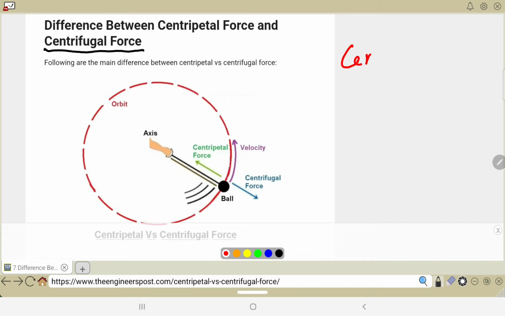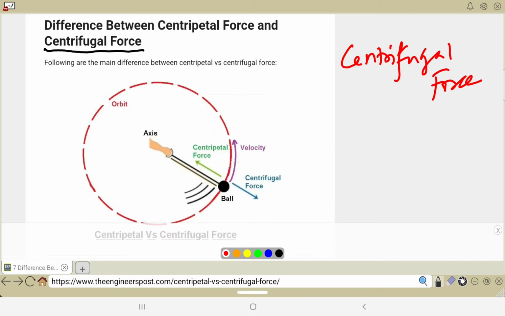Centrifugal force. So the belt runs continuously over the pulleys, and when the belt runs continuously over the pulleys, some centrifugal force is created. And what is that centrifugal force? That first we have to understand.